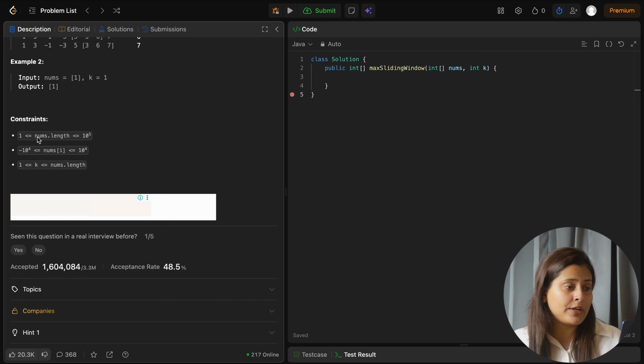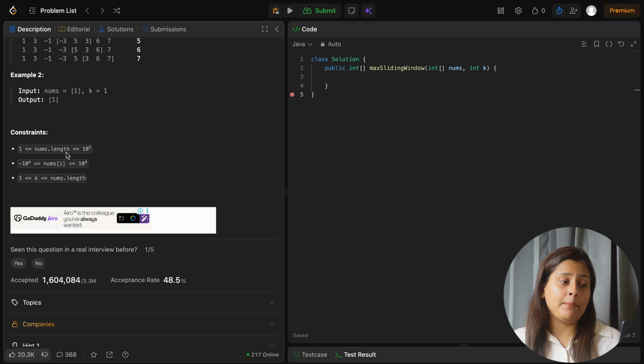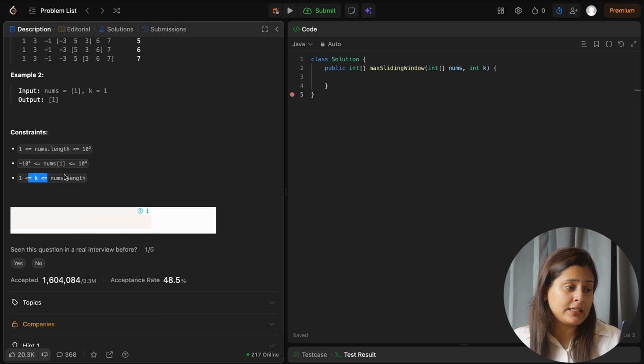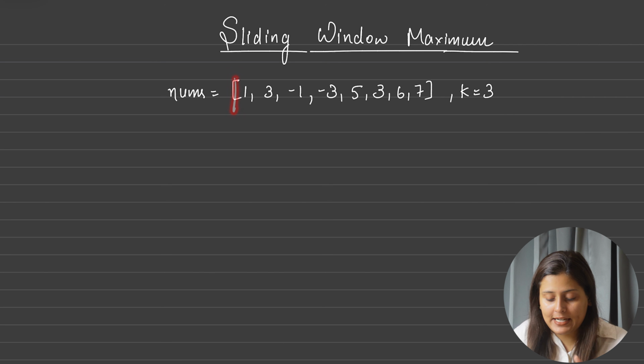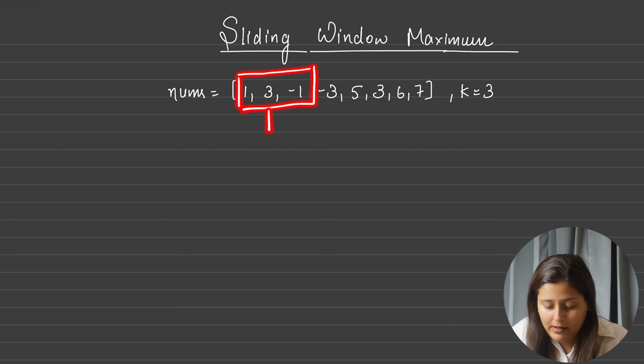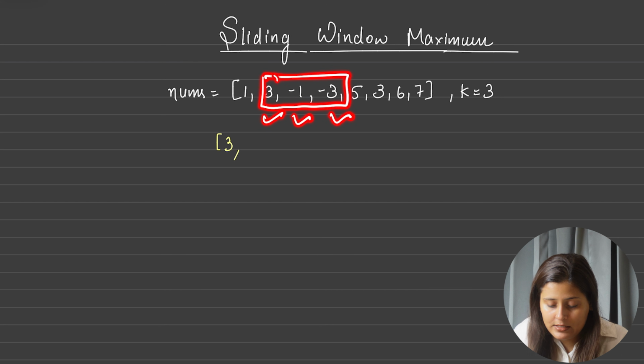Now let's see the constraint. Constraint says it can go till 10 power 5, and if you see the k, it is also up to nums.length, means 10 power 5. Okay, so here the k is 3, means the fixed sliding window is 3. So we will take this one, and we know the maximum in this is nothing but 3. So in our resultant array we will put 3. Now for the second window, we know the maximum out of all this is this 3. So hence we can put this 3 also.